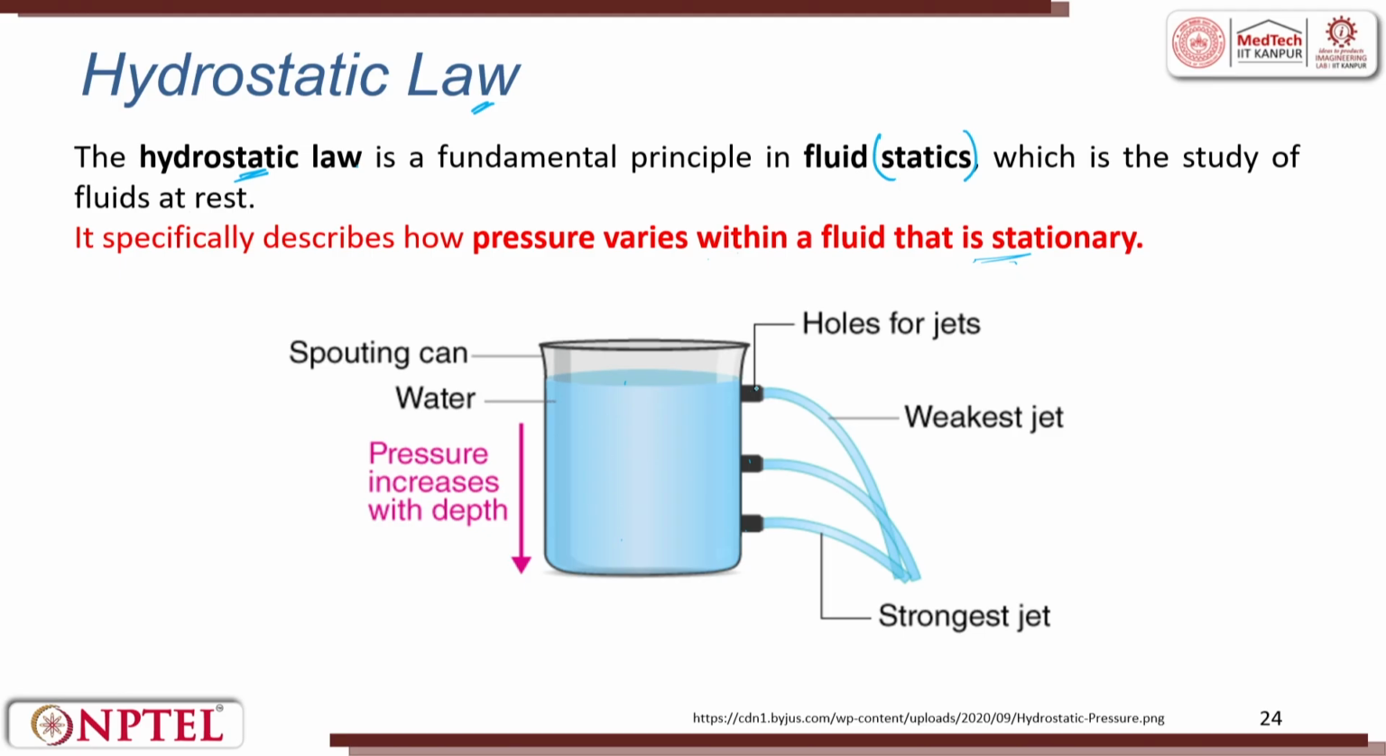So here, as you move down, the pressure increases with respect to depth, right? So you will have the weakest jet at the topmost portion, and the strongest jet at the bottommost. So you can see here, it will go for a short distance. This one will go for a longer distance. So it specifically describes how pressure varies in the fluid when it is stationary.